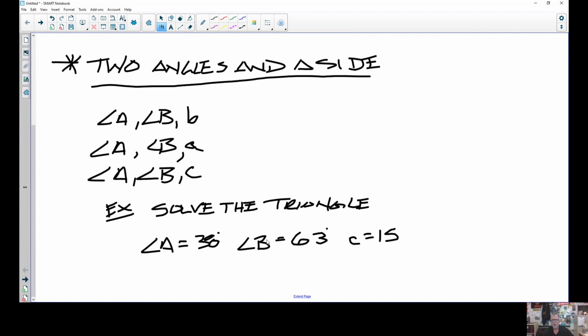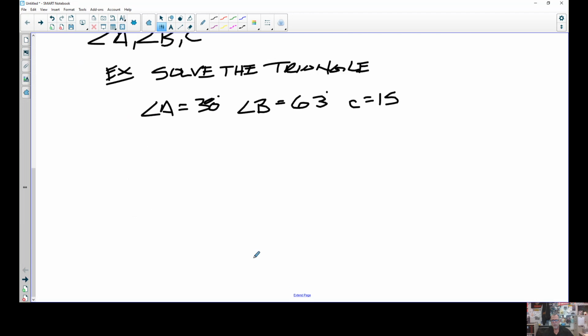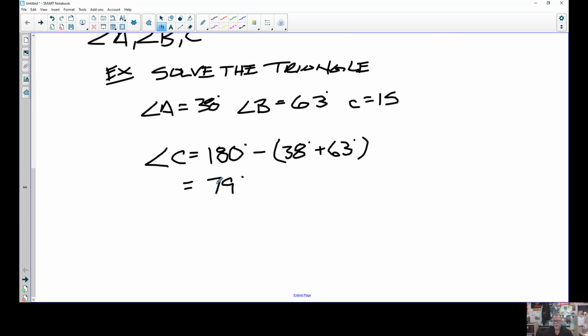So we are given the pieces we need. We're given 3 pieces. I don't have a pair yet, but I can find angle C right away. We know that angle A plus B plus C equals 180. So if I take 180 degrees minus the other 2 angles we were given, 38 degrees and 63 degrees, I end up with 101 degrees, so 79 degrees left. So angle C is 79 degrees.